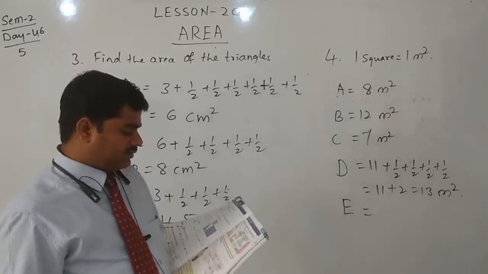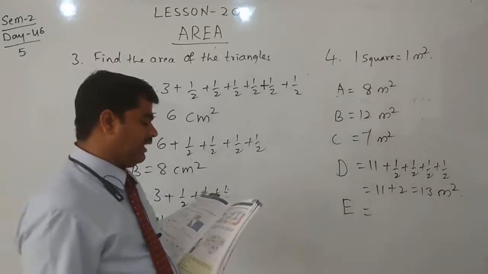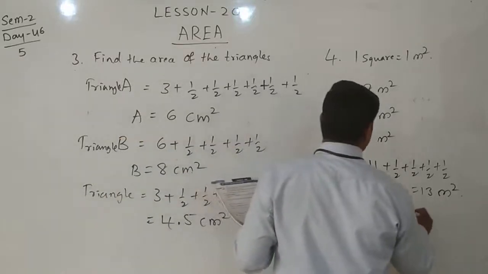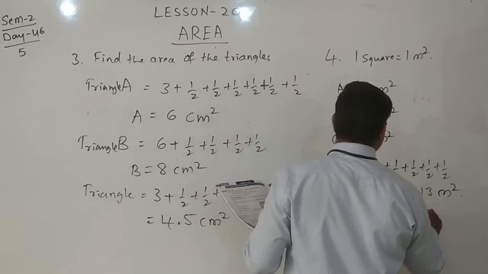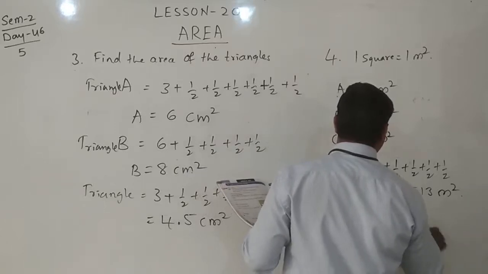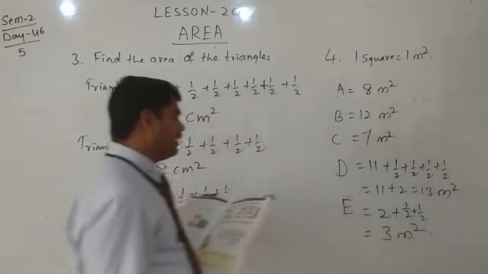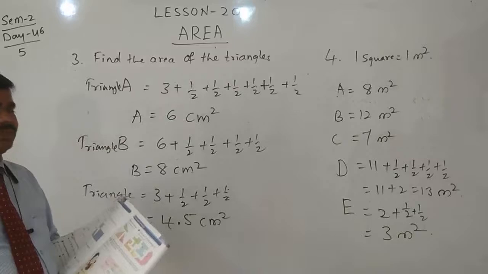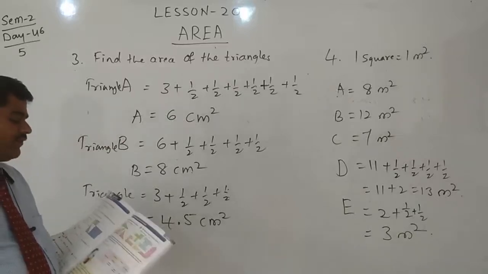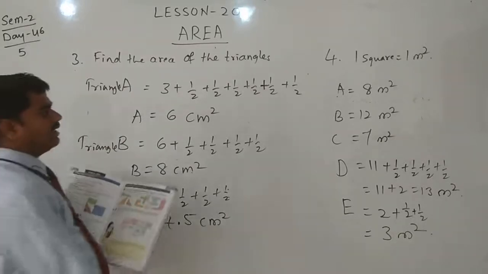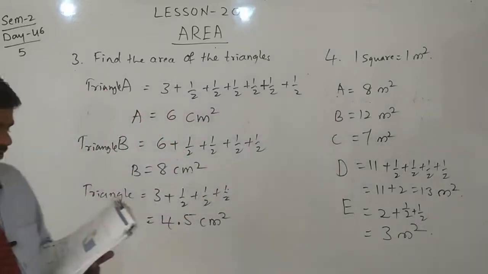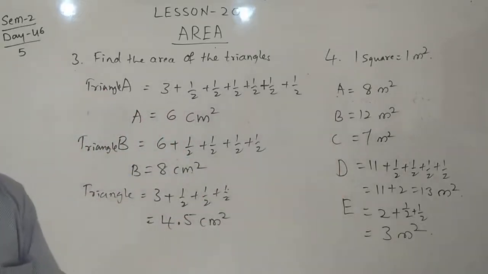And the last figure, that is E. 2 full and 2 halves. 2 full squares, 2 half squares. Then we can write 3 meter square. 3 meter square is the area of figure E. Very simple this one. You can draw the figures in your notebook and write the answers, areas of these. It's very simple. And after this, there is one more.